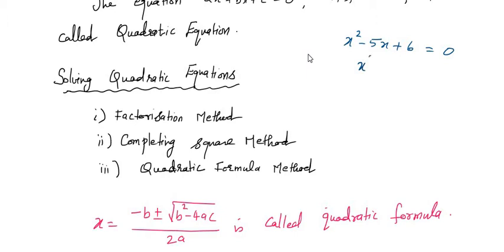x square minus 5x equal to minus 6. Take the constant term to that side. x square minus 5x equal to minus 6. See the next term.